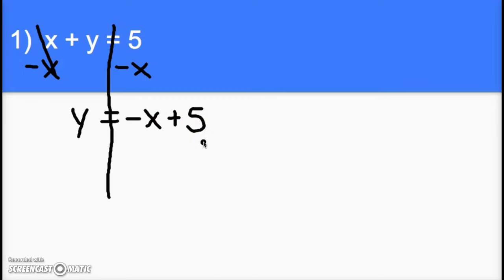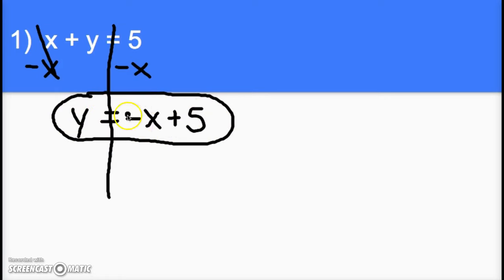Now, my second step would be to get rid of the number that is with the y. Now in this one, there is no number with the y. So this is what we're looking for. It just says y equals, and then there's the rest of it. You'll always have an x in there. Usually always have another number in there in the ones that we're doing today. So my answer is y equals negative x plus 5. Okay, now on to the next one.